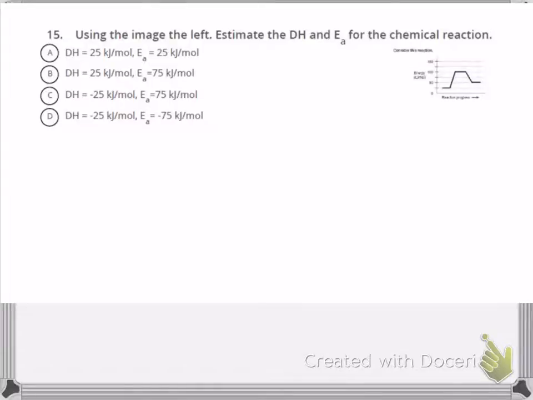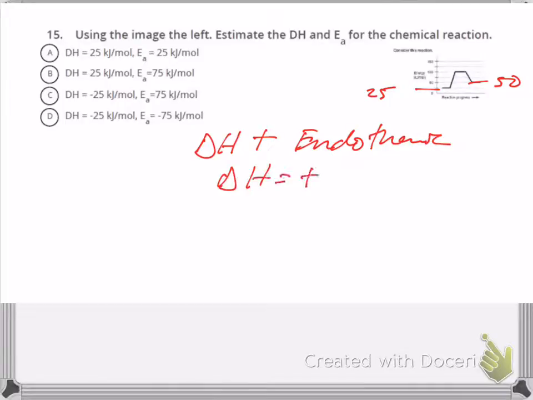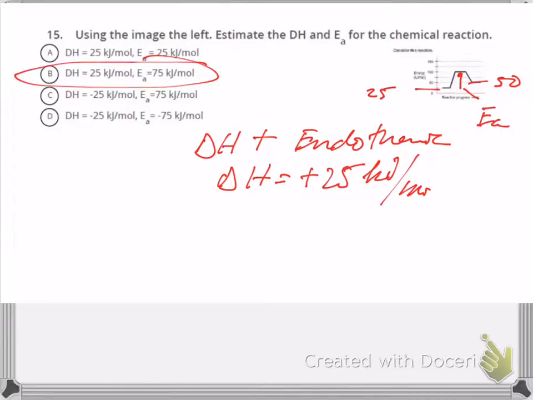Here's a chemical reaction where we have the quantitative values, so we can calculate delta H and the activation energy. See, this is 25 and it's going to 50. The potential energy is increasing, so we would expect delta H greater than 0. Endothermic. The activation energy is measured from the reactant's potential energy to the maximum of the transition state. That would be 75, as it goes up to 100 from 25. So we would expect the answer to be B.